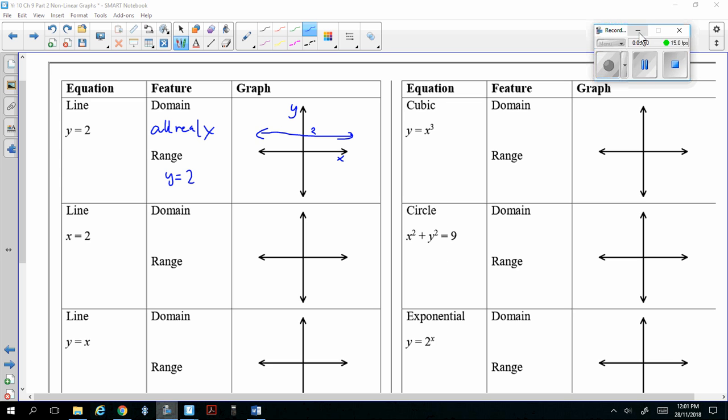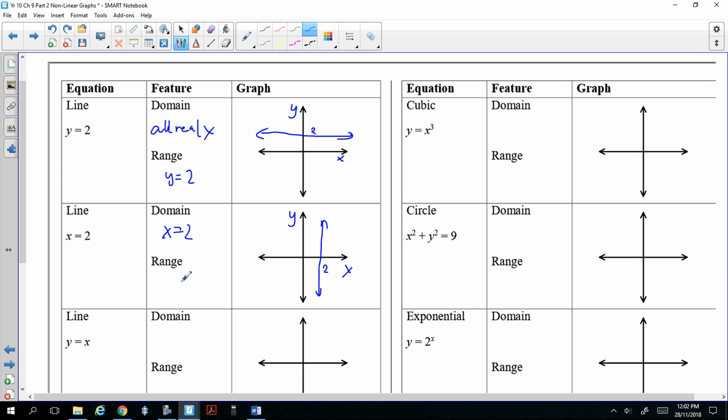Alright, let's move on. x equal to 2 is a vertical line. Vertical line, x and y, and the domain is x equals 2, but the range is all real y. See the difference? All the y values are possible, but only one x value is possible.